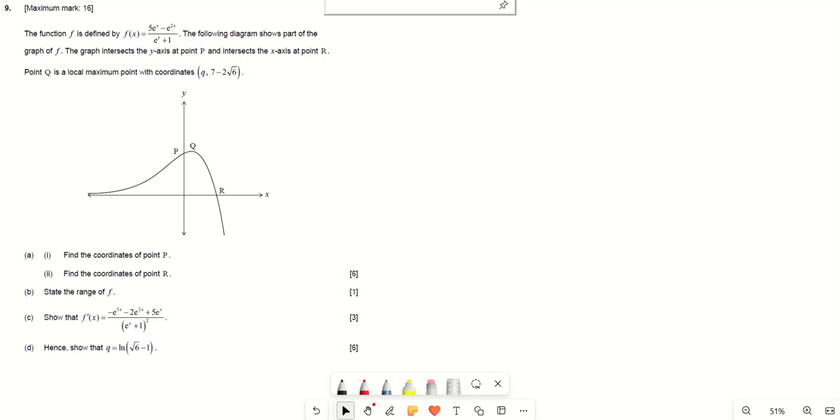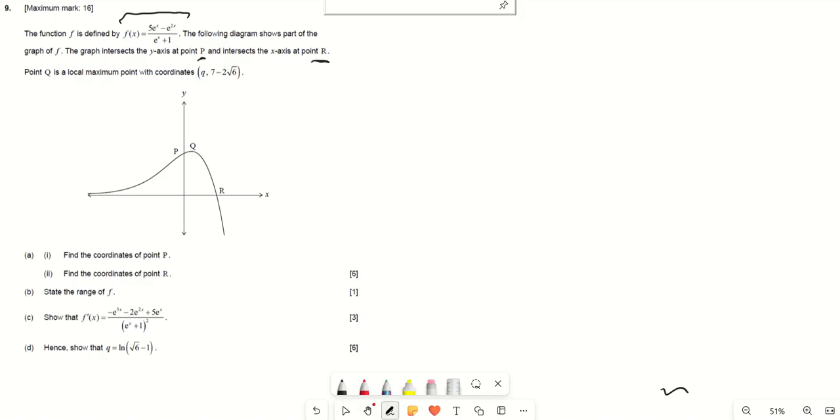Question 9. Finally, the last question for this test. So, we have a function right here, and the graph of the function is also given. And it is said that we have here 3 points. The point P is the intersection with the y-axis.